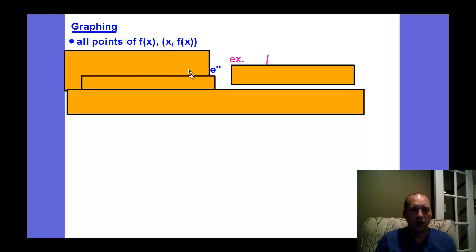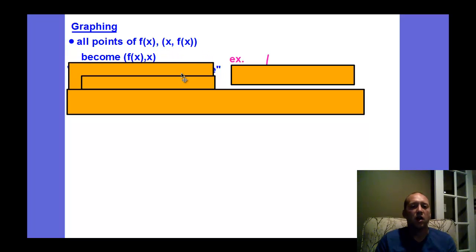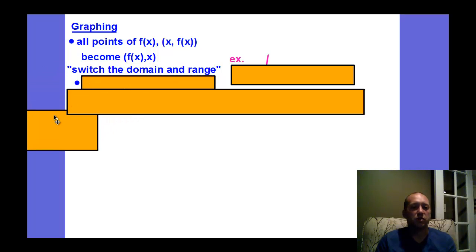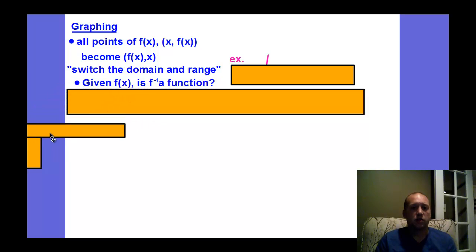Graphically is pretty easy. All the points f of x, so f of x is like y, so we have the point (x, y) or (x, f of x). All you do is the points become (f of x, x). So another way of saying it is you switch the domain and range. You switch the x's and y's. So given f of x, this gives the inverse of a function. If you don't want to actually graph the new one, you can find out if the inverse is a function by looking at the original function.